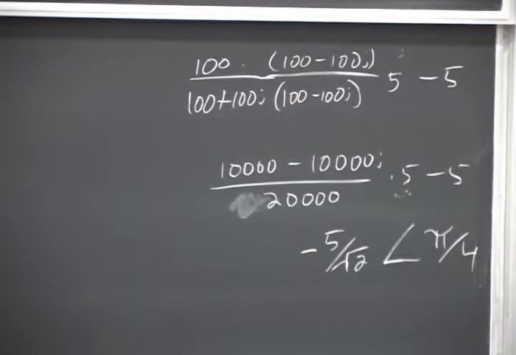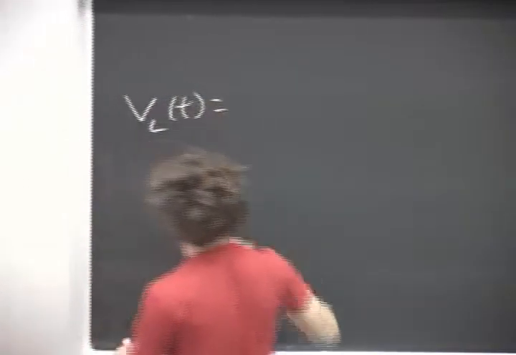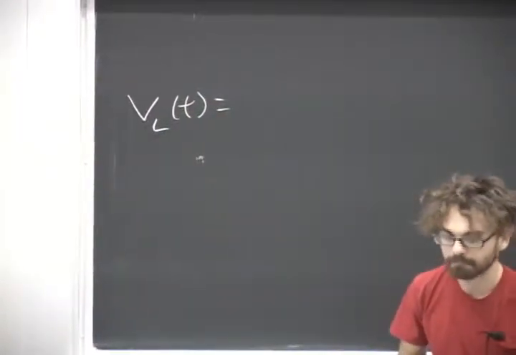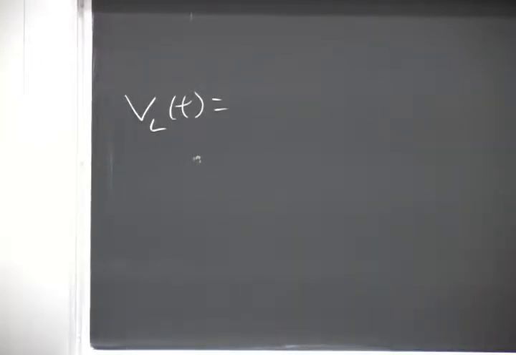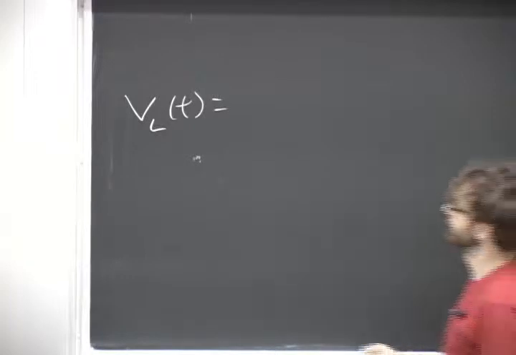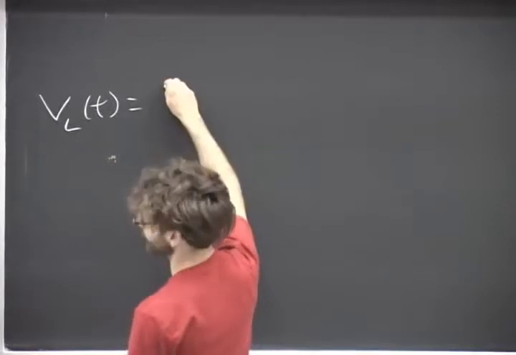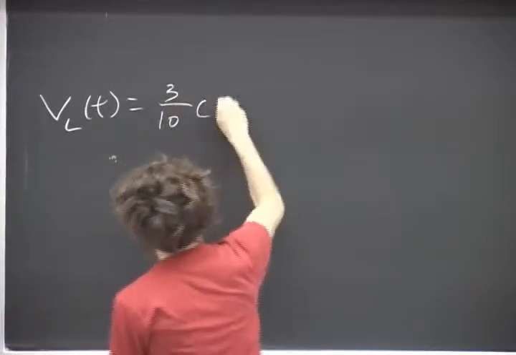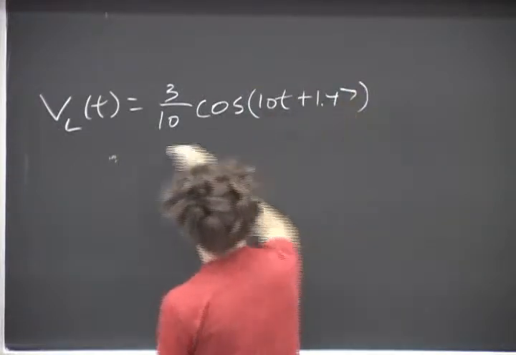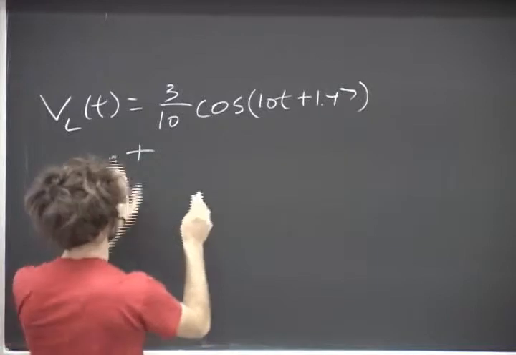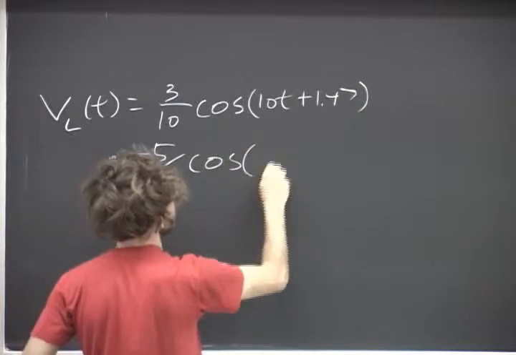Okay, so ultimately then, what will VL of t be? We kind of have, this is V at LS2. Assuming I didn't mess that up. So this thing, what do we get? Oh, you got it already, 3/10 cosine 10t plus 1.47 plus what? Yeah, okay, root 2 cosine. So what's the omega here?